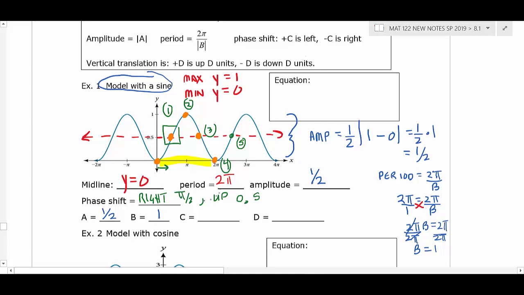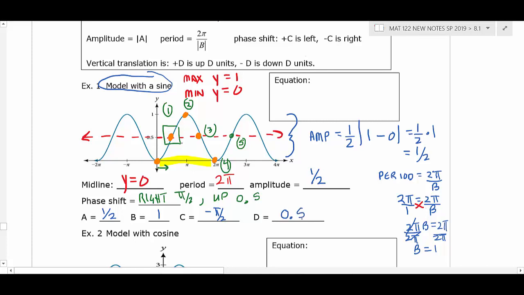All right, the phase shift is what c is, so that's to the right, pi over 2. So if it's right pi over 2, you would have minus pi over 2. And then we figured out that it's going up 0.5, so that's what d is then.